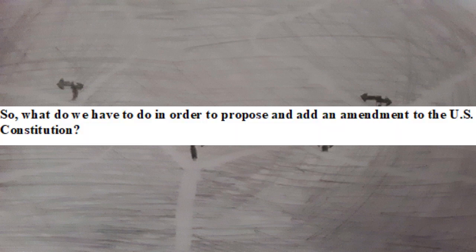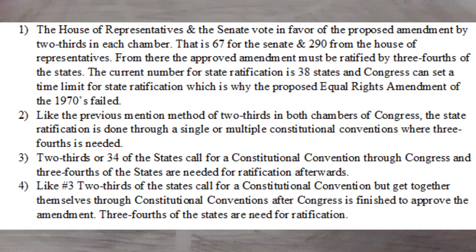So what do we have to do in order to propose an amendment to the U.S. Constitution? The House of Representatives and the Senate vote in favor of the proposed amendment by 2/3 in each chamber. That number is 67 for the Senate and 290 from the House of Representatives. From there, the approved amendment must be ratified by 3/4 of the states. The current number for state ratification is 38 states, and Congress can set a time limit for state ratification, which is why the proposed Equal Rights Amendment of the 1970s failed.